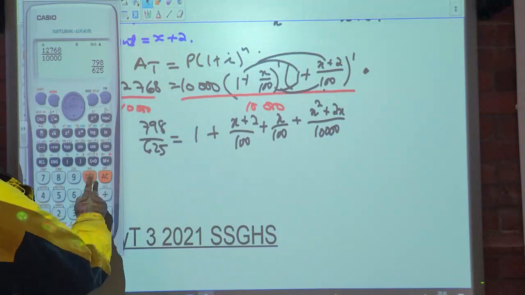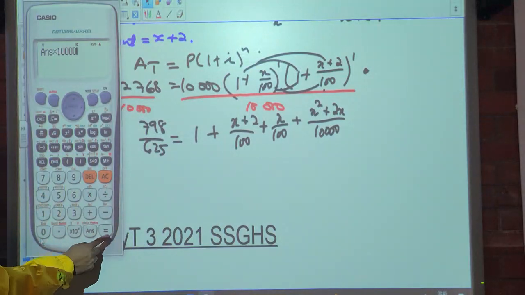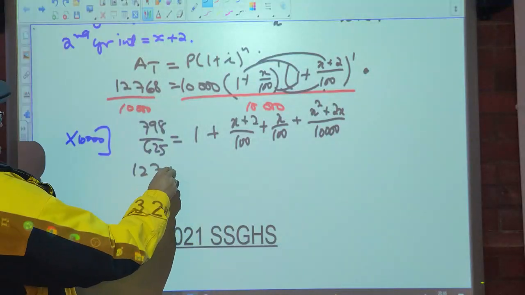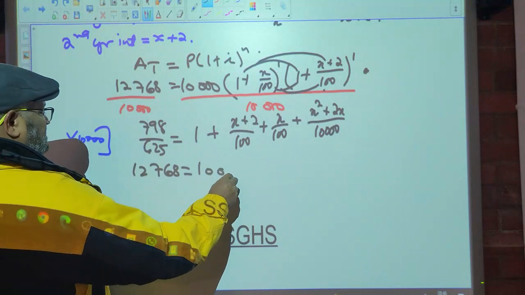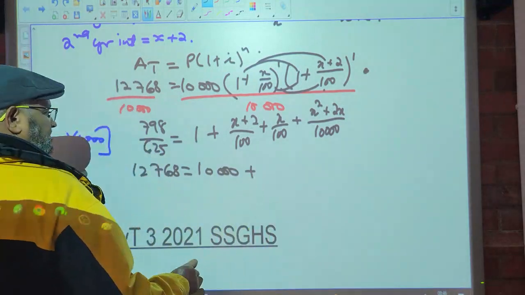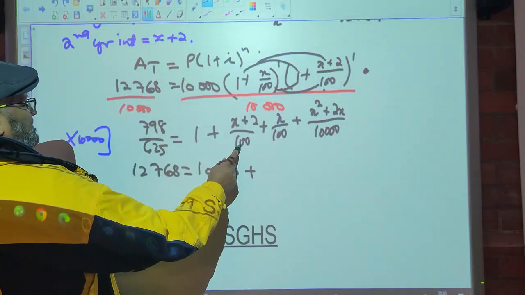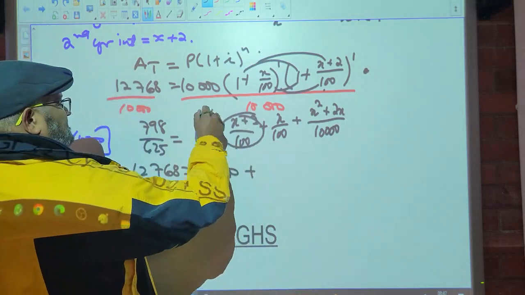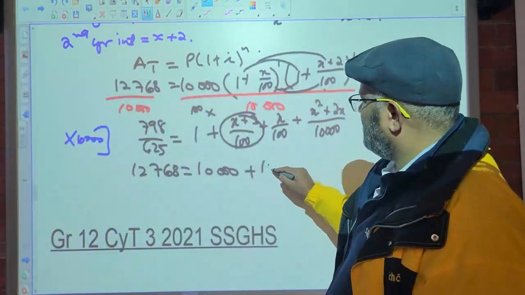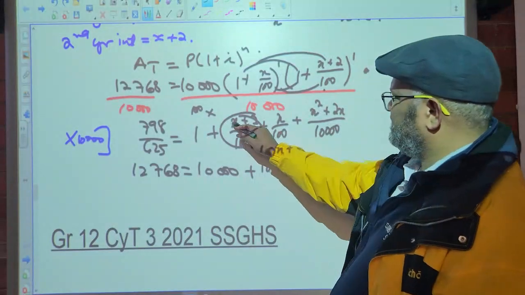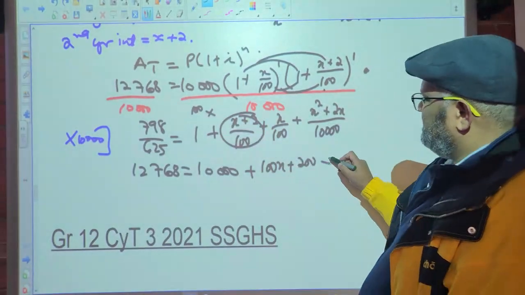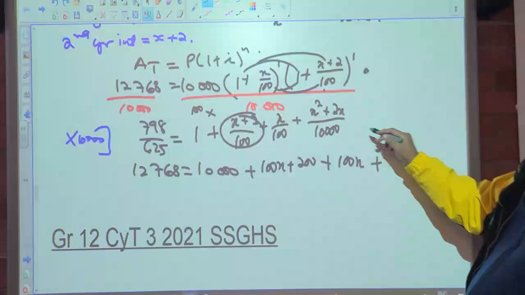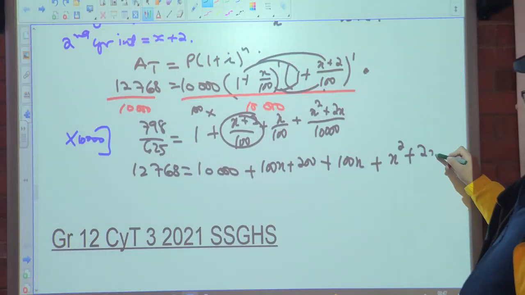Okay, so we go answer, which is that times 10,000. It's going to give you 12768. 12768 is equal to 10,000 plus. Now 10,000 multiplied by 1 over 100 is 100. So in other words, I'm multiplying this fraction by 100. That's going to give you 100x plus 200, which is 100 times x and 100 times 2. This also must be multiplied by 100, so it's 100x plus, and that you're multiplying by 1, so it's going to be x squared plus 2x.